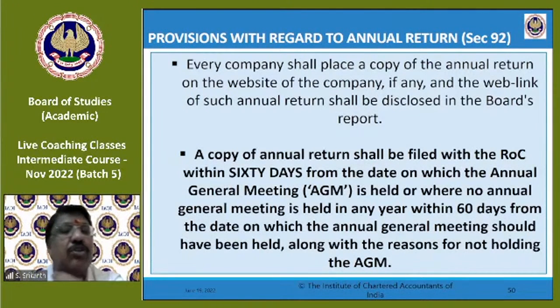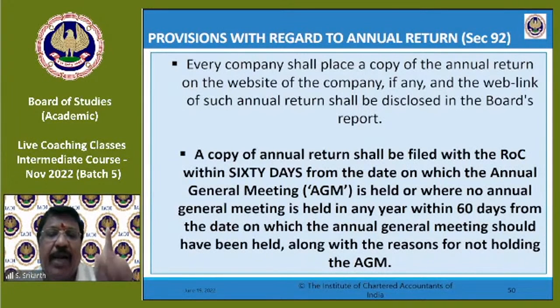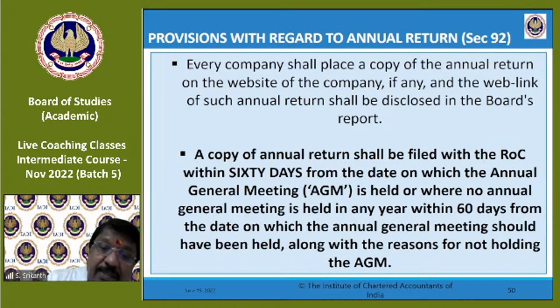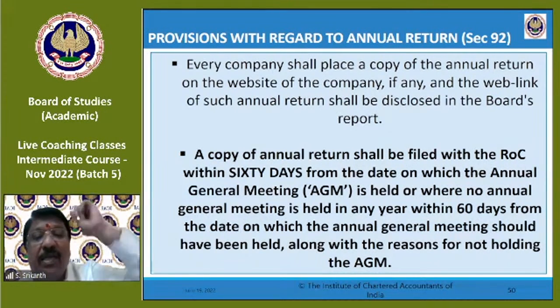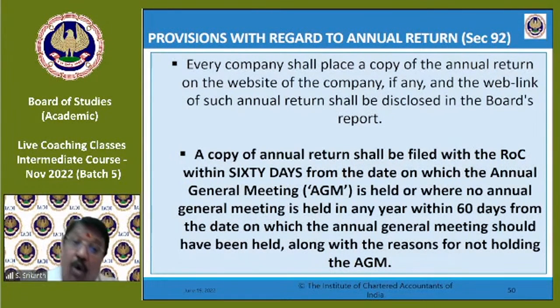This annual return should also be placed in the website. Very, very important. Copy of annual return shall be filed with the ROC within 60 days from the date on which the AGM is held. Financial statements within 30 days. Annual report within 60 days. Where no annual general meeting is held, then within 60 days from the date on which the annual general meeting should have been held.